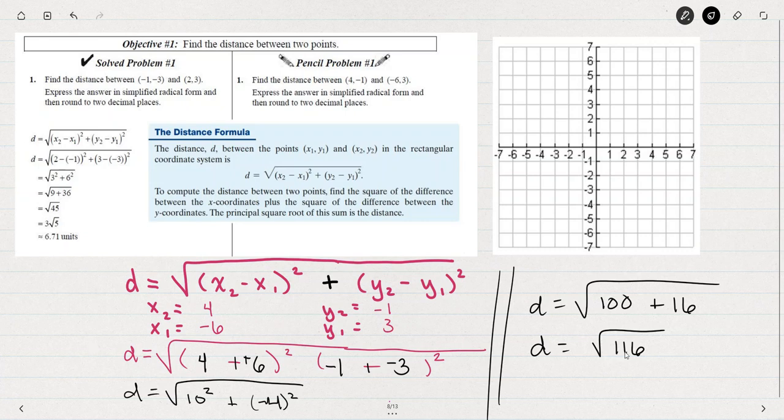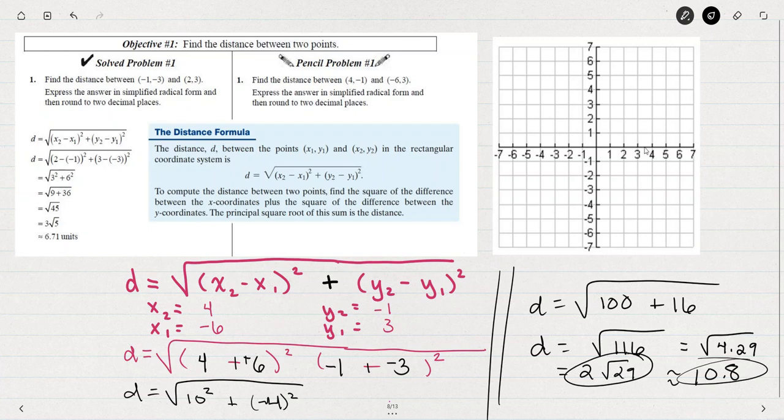Now, if I do the square root of 116, I could see that I could remove a 4, so I could see this as 4 times 29. So that square root is simplified as 2 square root of 29. And then on a calculator, if I do the square root of 116, I get that approximately is 10.8, rounded to the nearest tenth. So you will want to be able to simplify your radical and also approximate it on your calculator, but that's the distance formula.